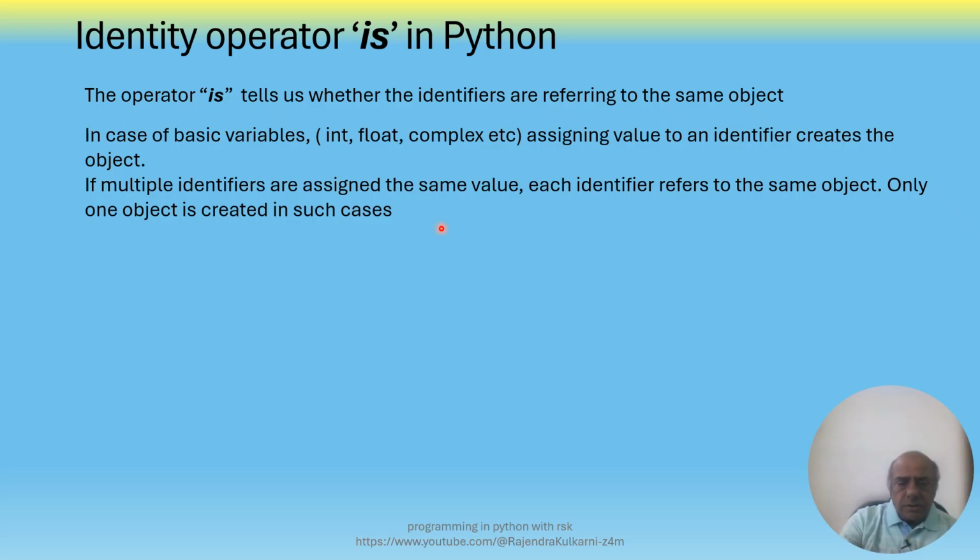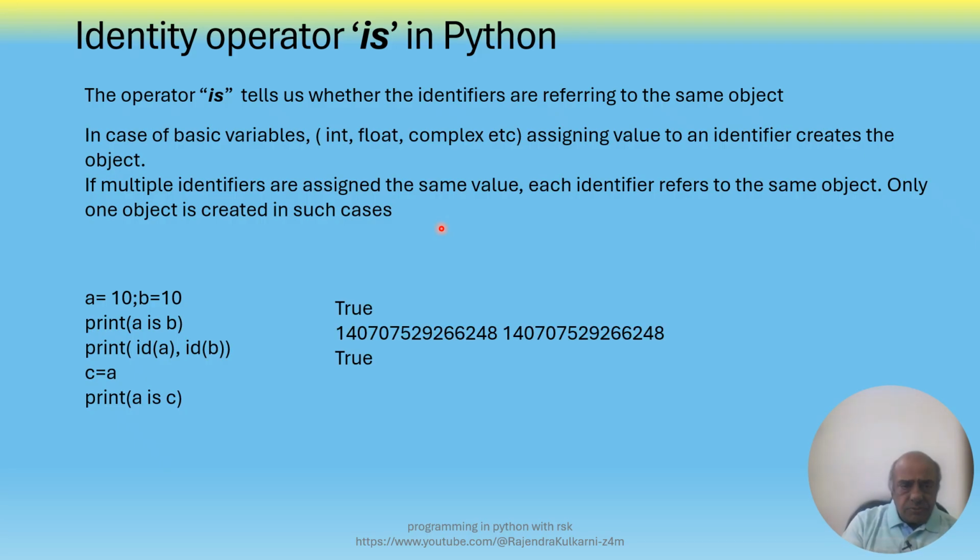So when A is equal to 10, B is equal to 10, and when we give print A is B, we get output true, because A and B are identifiers referring to the same object. We can see here the ID of A and ID of B are the same. If we assign A to a third identifier C as a list identifier and give a print A is C statement, we again get true output.